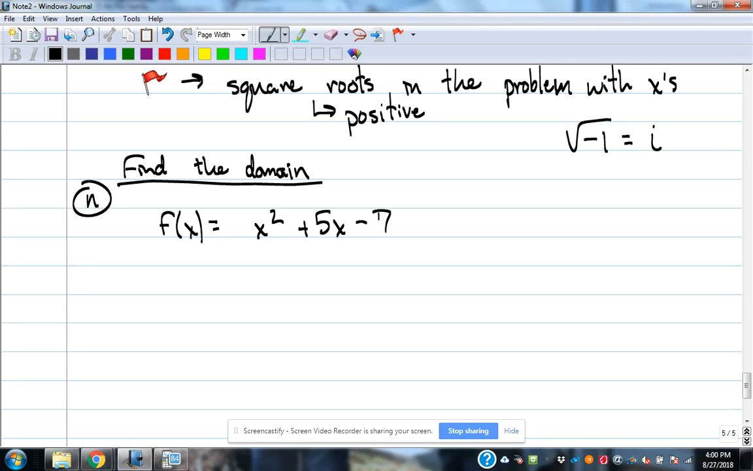Do I see any square roots? No, I got a squared, but that's not a square root. So neither of those red flags can exist in this particular function because they're just not there. So the domain of this one would be from -infinity to positive infinity.